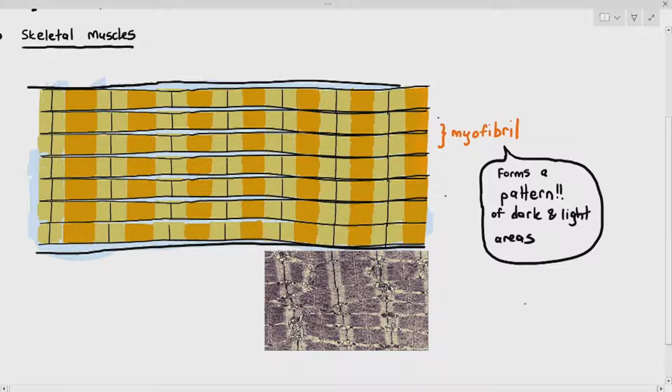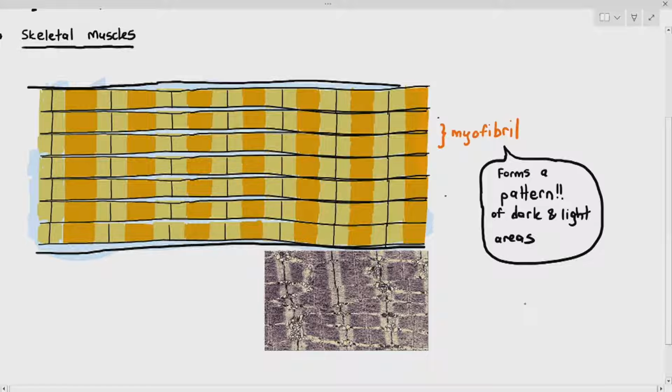Now, what exactly is this myofibril? The myofibril is actually the contractile unit, which means this is the part of the skeletal muscle that does the actual contraction. How it does that, we will look at in the next video. This is just looking at the myofibril.